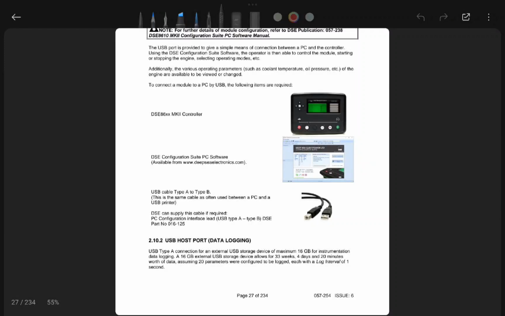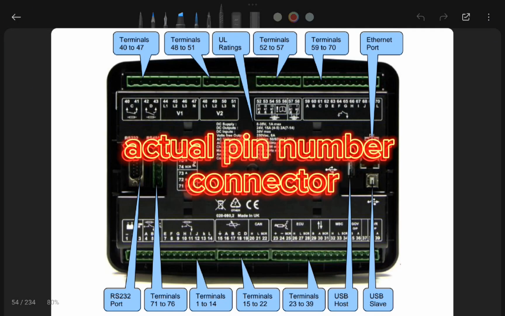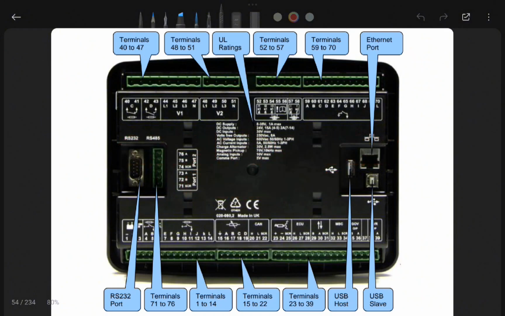So for today's video, we are going to talk about the 8610 DEEPSEA module. If you look at the back of the module, this is the actual pin connections for your 8610 module, and we're going to talk about all the important connections from this module.